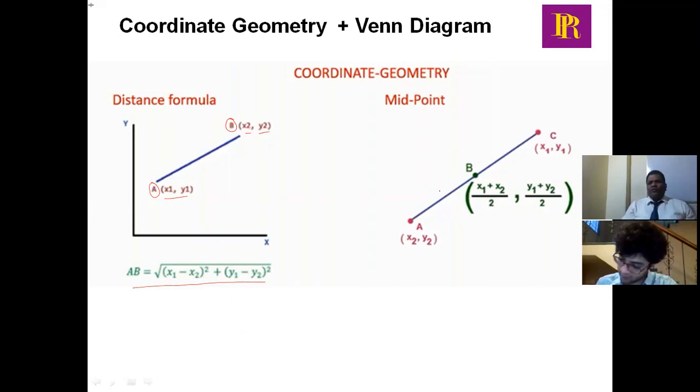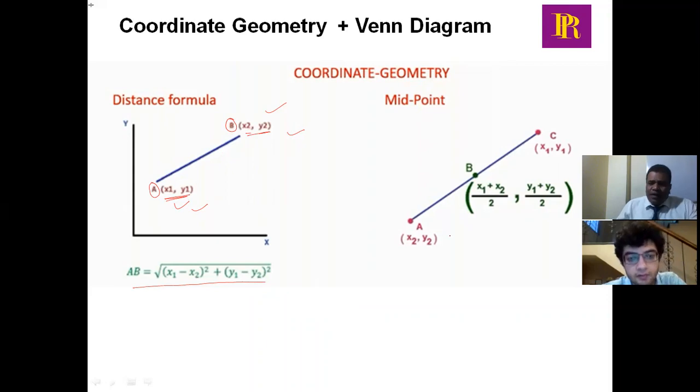Here, generally, one confusion comes to the student's mind. They think whether to take this as x1, y1 or this as x1, y1. It doesn't matter. Whether you consider this point as x1, y1 and this x2, y2, or this x2, y2 and this x1, y1, the numerical value of the distance is going to be the same.